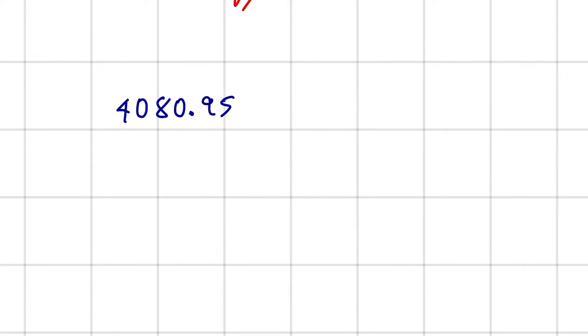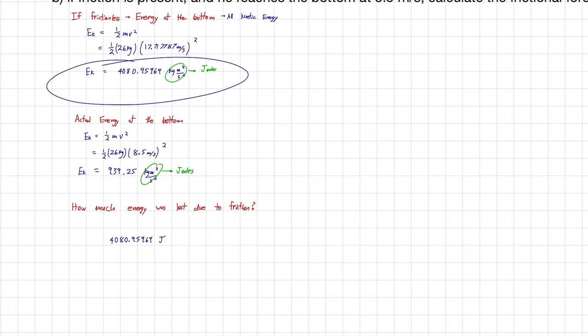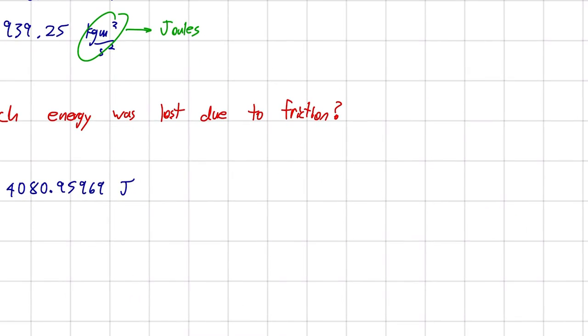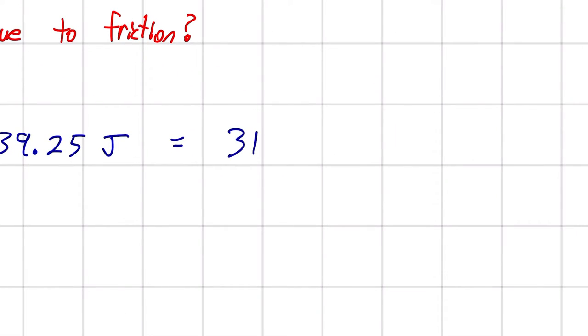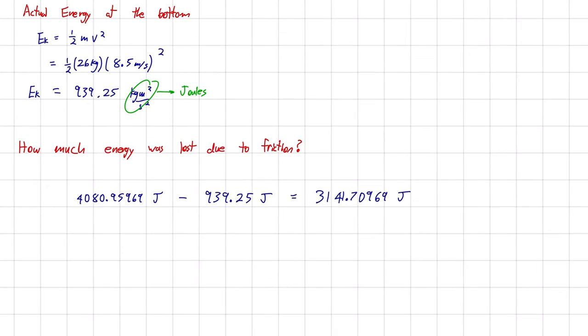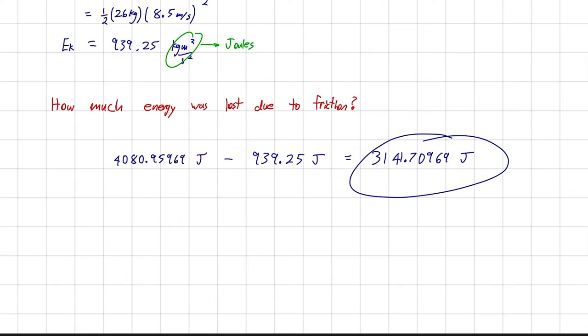So our 4,080.95969 joules, that was our theoretical energy, minus our 939.25 joules, that's our actual, gives us a number of 3,141.70696 joules. Well, what does that tell us? We lost this much energy to friction.